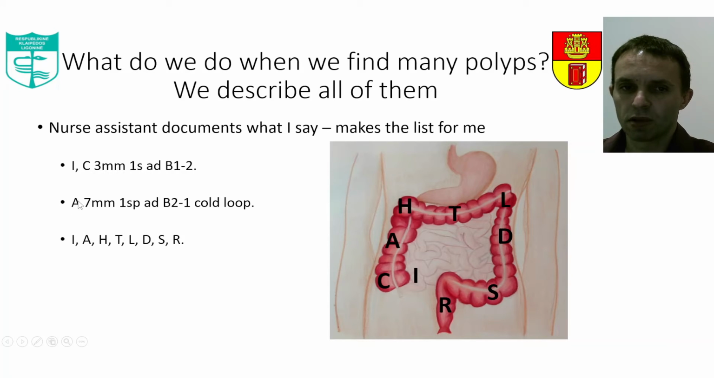One more example, if I say A 7 mm 1 SP Ad B2 -1 cold loop, it means I found a polyp in the ascending colon, which is 7 mm size, subpedunculated, looks like adenoma. I took biopsy number 2, 1 piece, and I removed it with the cold loop technique.